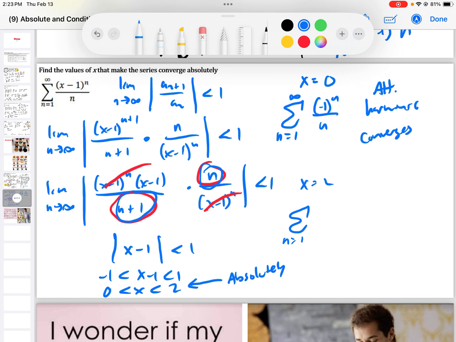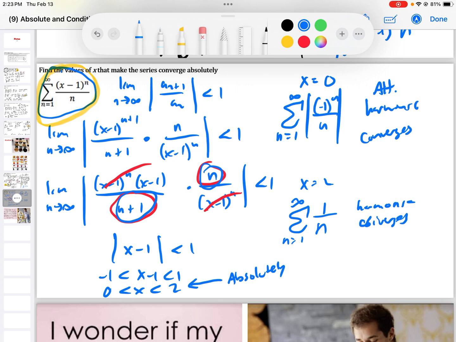So at x equals 2, I plug in 2. 2 minus 1 is just 1. So I've got 1 to the power of n, which is just 1, over n. And that is a harmonic series that diverges. So if x is 2, that would make this infinite series diverge, period. If x was equal to 0, that makes this same infinite series converge conditionally. It would not converge absolutely, because remember, if I take the absolute value of this, that would be a normal harmonic series, which diverges. All right, so that's a little about the endpoints.